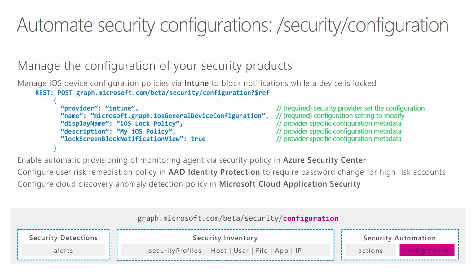Intune may expose the capabilities to enforce new iOS device policies to the graph, so users can programmatically manage their iOS devices. This simple post allows you to push a specific policy with all of its defined parameters down onto all managed devices through Intune. Similarly, the API can be used to enable automatic provisioning of a new monitoring agent across all managed Azure Security Center tenants. The simplicity of setting configurations in this way will not only improve operational efficiency, but could also help you proactively protect your organization from threats.